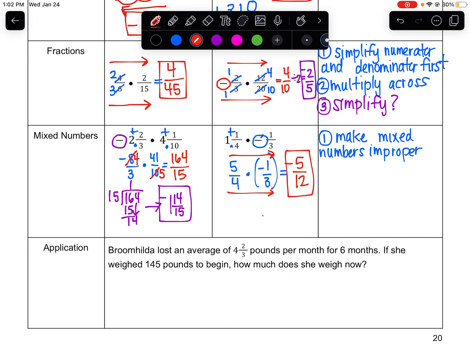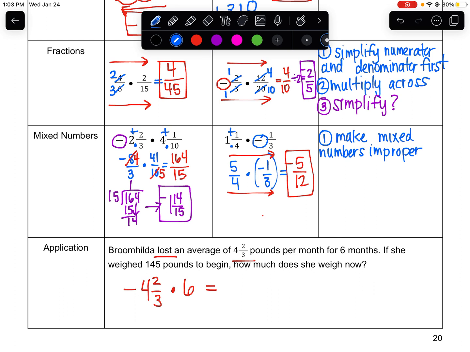All right, and the last one, this is an application problem, so a word problem. And we've obviously been multiplying. So we have Broomhilda lost an average of 4 2/3 pounds per month for 6 months. If she weighed 145 pounds to begin, how much does she weigh now? So we know that she is losing 4 2/3. So this is negative 4 2/3 over 6 months.